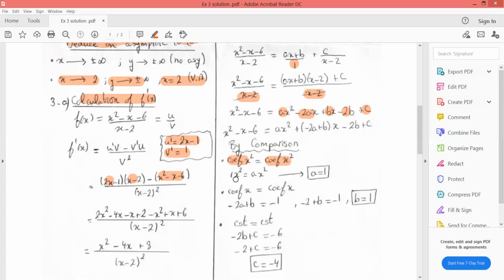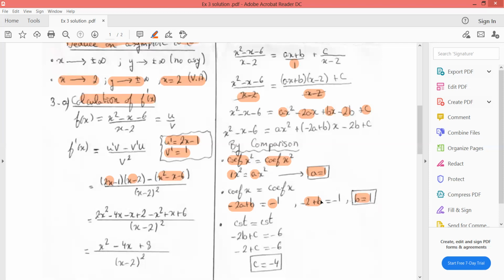Coefficient of x squared. On the left side we have 1x squared. On the right side ax squared. So by comparing, a equals 1. The coefficient of x on the right side is minus 2a plus b. On the left side it is minus 1. We replace a by 1: minus 2 times 1, we get minus 2 plus b equals minus 1. We get b equals 1.